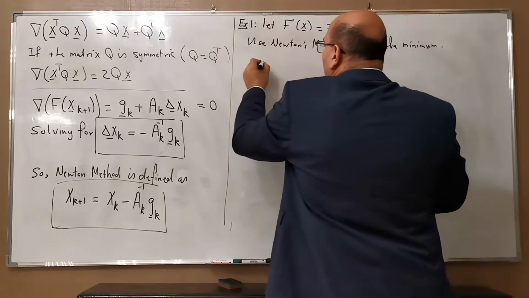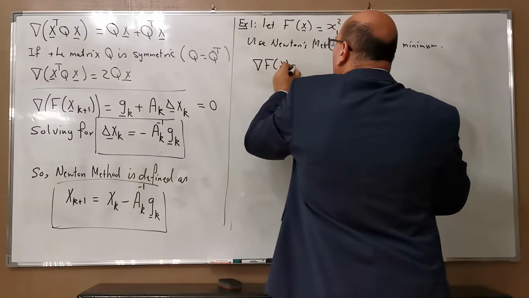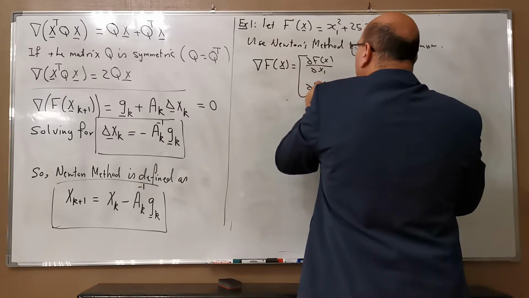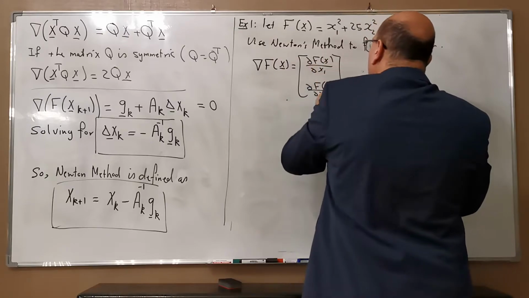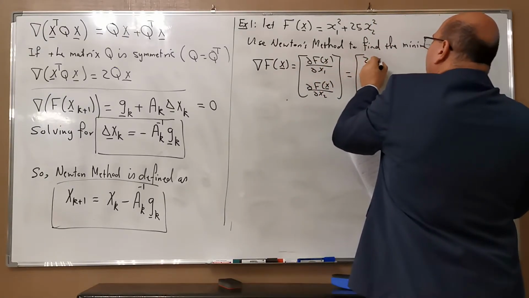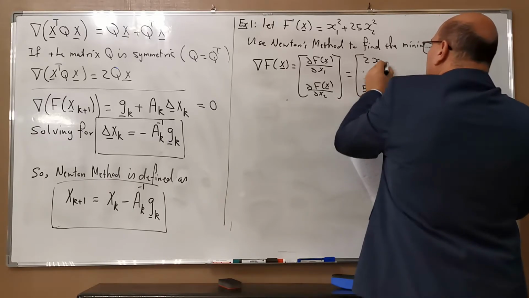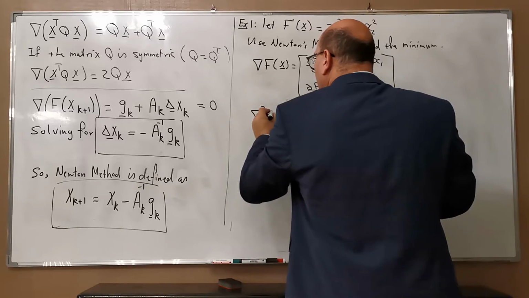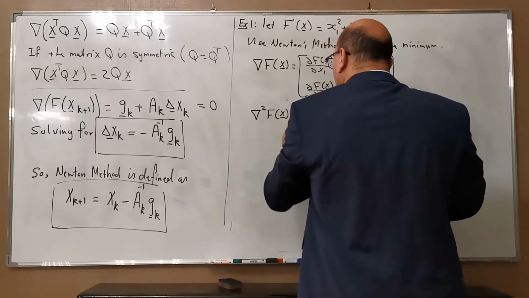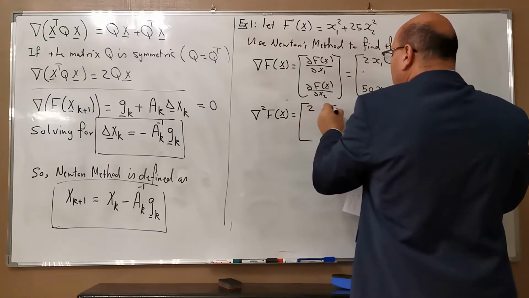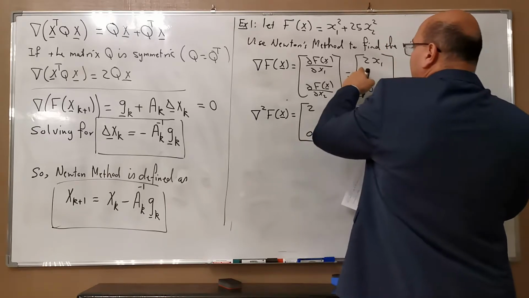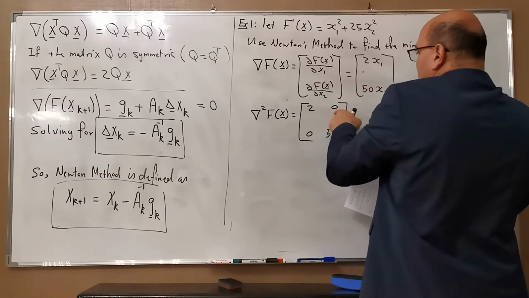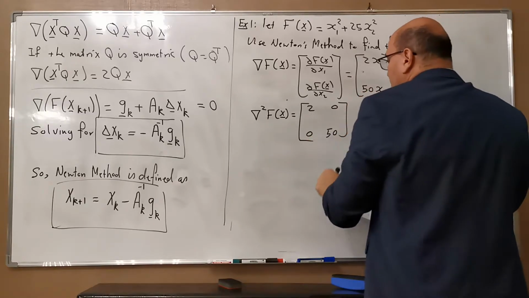Okay. So first of all, I'm going to find the gradient of f of x, which is equal to partial f of x partial x1, partial f of x partial x2. This equals 2x1, and this here is 50 x2. And the Hessian of f of x is equal to 2, 0, 0, and 50. The second derivative with respect to x1 is 2, with respect to x2 is 0; this one with respect to x1 is 0, with respect to x2 is 50.